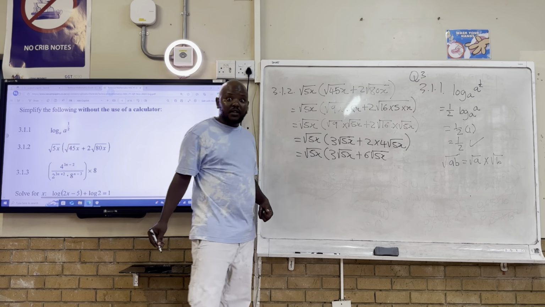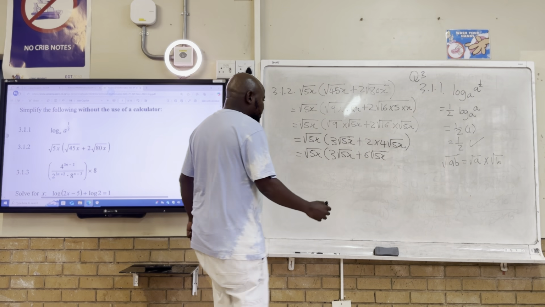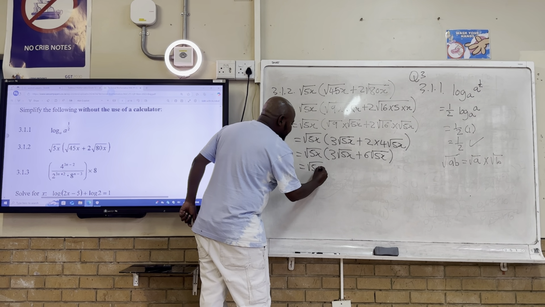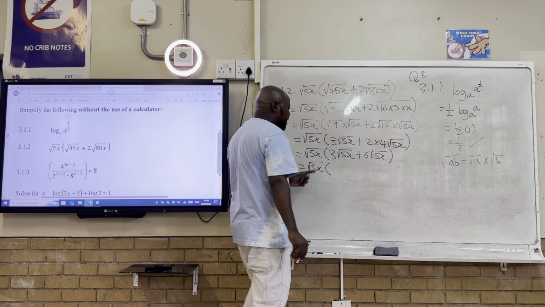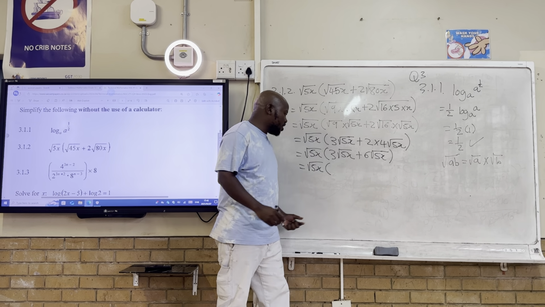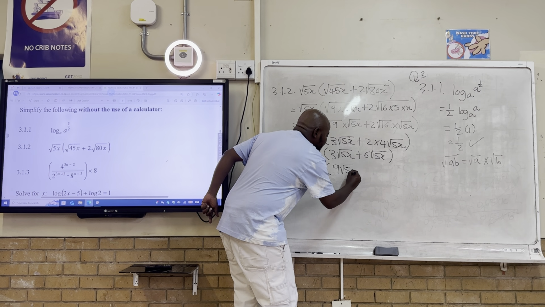How do you get it? 3 root of 5x now. Are we still together? Let me just close the bracket now, which is the same as 5 root of x. Inside, you see now we have like terms. 3 plus 6 will be 9 root of 5x.